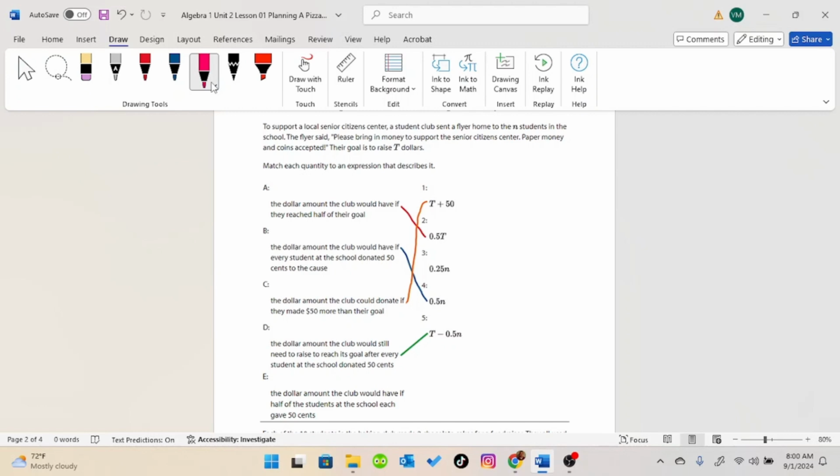And half of half is 1/4. So we would end up with 0.25 times the number of students. Or, in other words, half of the students bringing 50 cents is the same as all of the students bringing a quarter. So E does match expression 3.